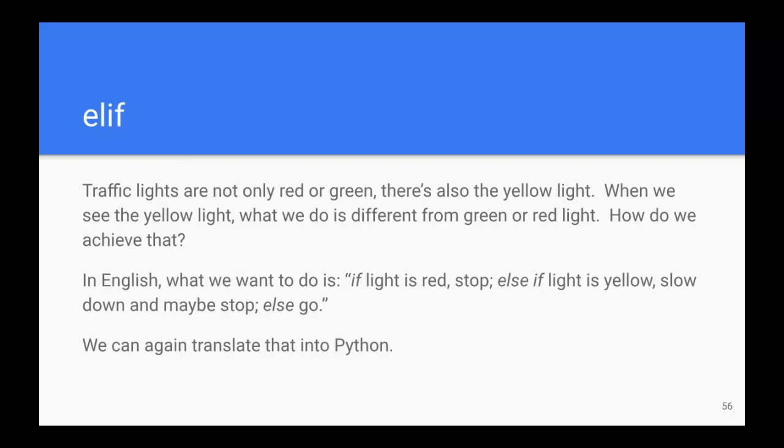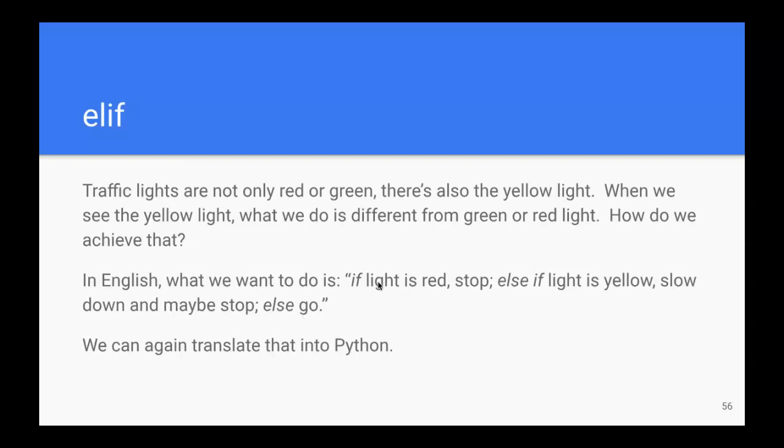So how do we represent that in Python? Well, how do we state its purpose in English? So in English, we would say something like this. If the light is red, stop. Else, if the light is yellow, we should slow down, and then if it's safe, then we can go. Otherwise, if it's neither red nor yellow, then we can go because we assume it must be green.